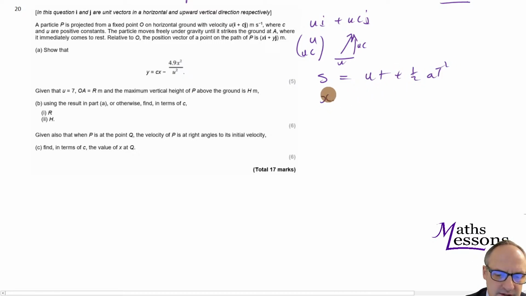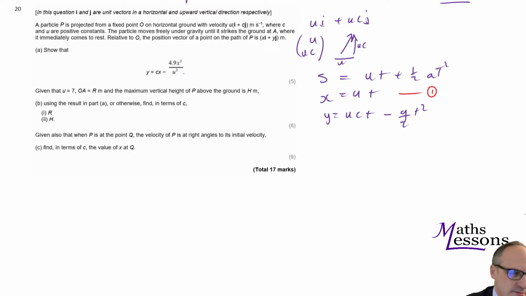Now for the x direction, we know that u is equal to u, and we've got t. There is no acceleration due to gravity in the x direction. I'm going to keep repeating that so it's easy for you to remember. That's my equation 1. Then in the y direction, my u is going to be uc, so I've got uct, and my acceleration due to gravity is minus g, so minus g over 2 t squared. That's my equation 2.